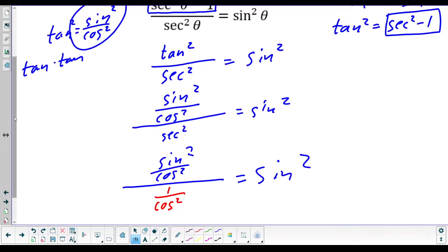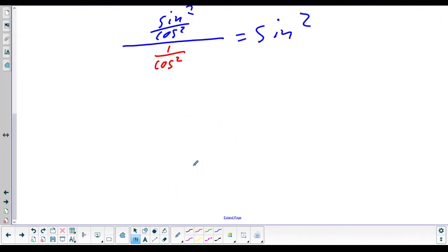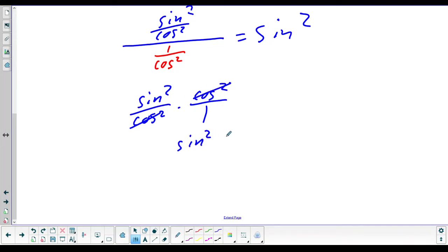You're thinking, Barton, this is getting worse, not better. But look, a fraction divided by a fraction, we're going to flip and multiply. So we have sine squared over cosine squared times, flip this, cosine squared over 1. The cosines cancel, and we have sine squared equals sine squared. Put the thetas back in.